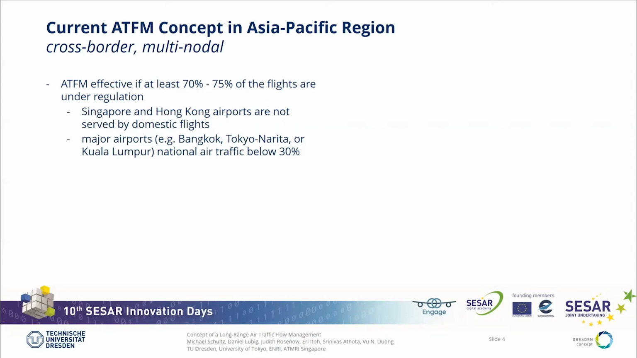So normally you go for a 70 up to 75%. And if you can control this, there's a chance that this kind of regulation will help you to deal with the capacity problems. So first of all, in the Asian region, when you look at Singapore and Hong Kong, they are not really served by domestic flights. So there's just a very big city area. And the major airports like Bangkok, Tokyo, or Kuala Lumpur in this area have national traffic, which is far below 30%. So the idea is how they can go for an ADFM for flow management.